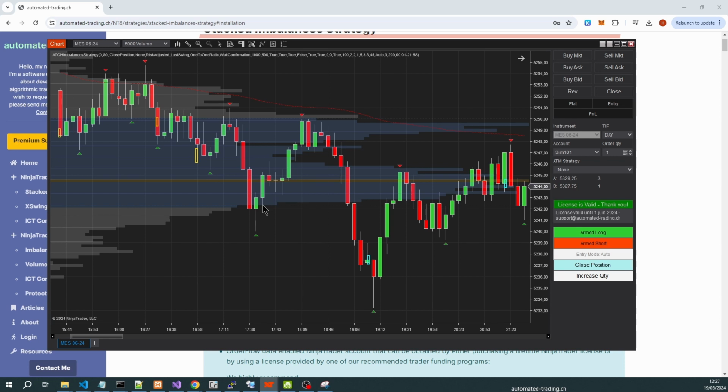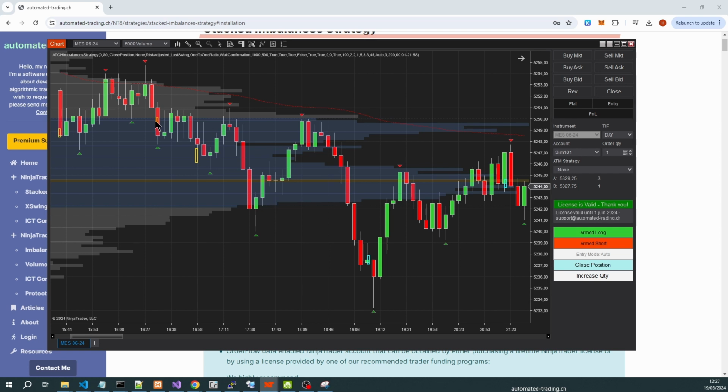So the logic behind the strategy is that we detect stacked imbalances. You have individual imbalances, which are on one bid ask level, and if you have stacked, it means grouped imbalances that are very close to each other.